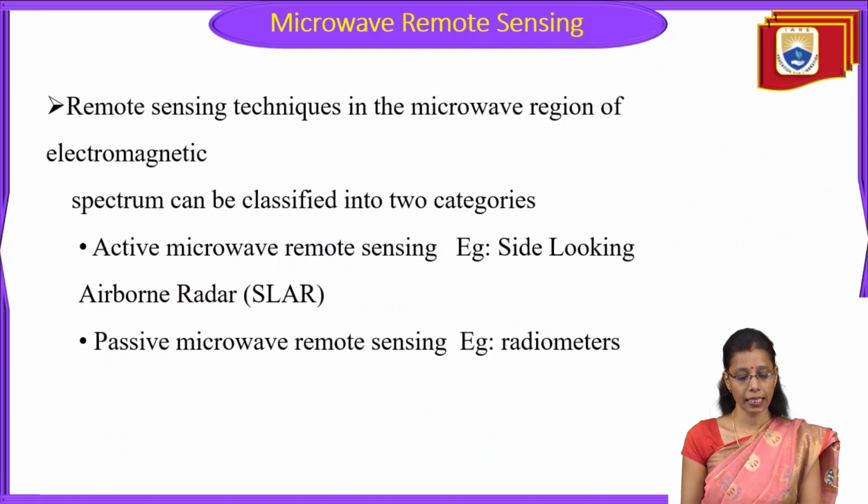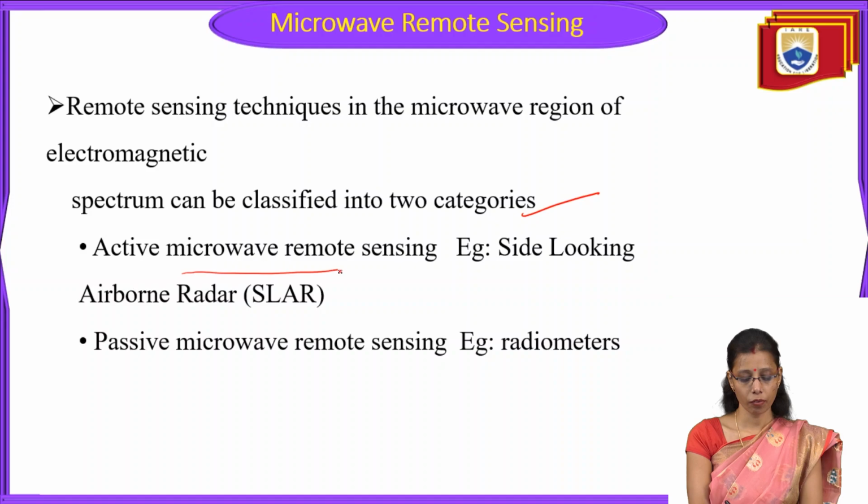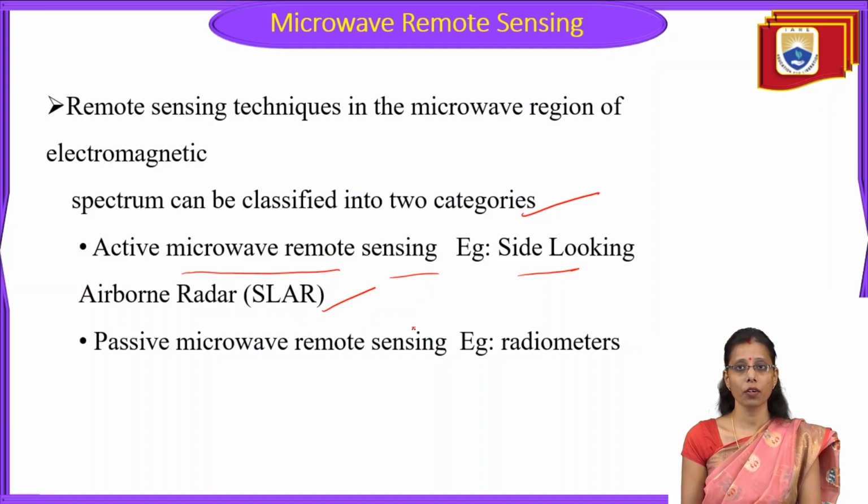Now, remote sensing techniques in the microwave region of the electromagnetic spectrum can be classified into two categories. Active microwave remote sensing, for example side-looking airborne radar. SLAR is a good example of this microwave remote sensing, and it is an active remote sensor. In passive microwave remote sensing, radiometers are the examples, right?